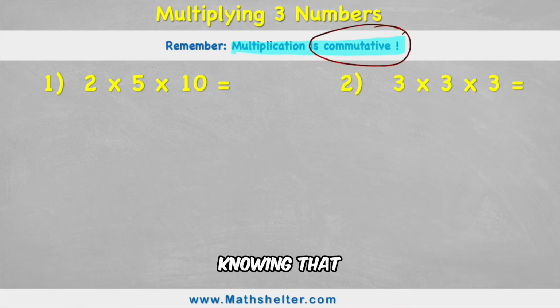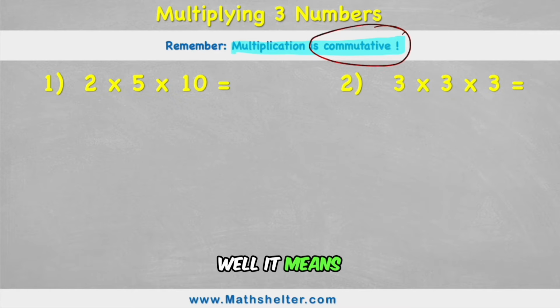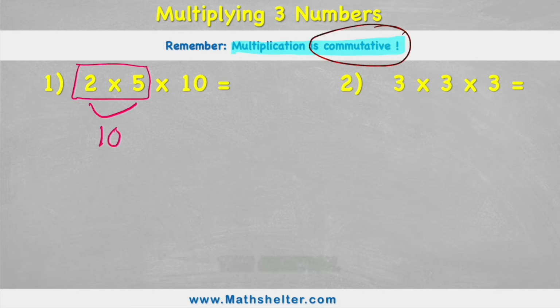So how does knowing that these questions are commutative help us today? Well, it means that we can choose which part of these questions to multiply first, depending on how easy that will make it. For example, I could just go through this question in sequence and do 2 times 5 is 10, which is the first part of this question, and then 10 times 10 equals 100.